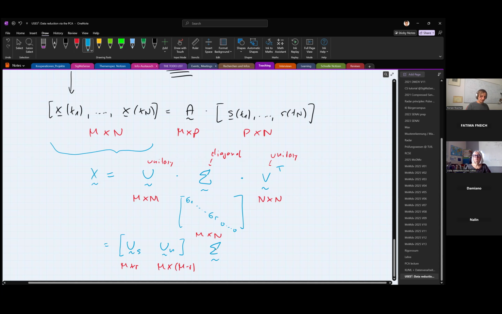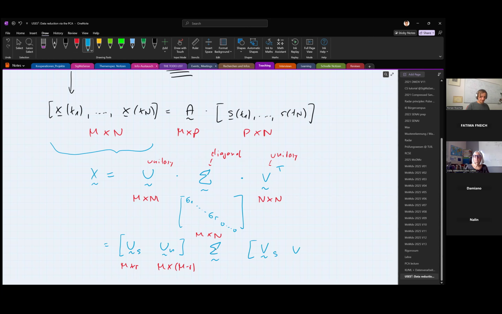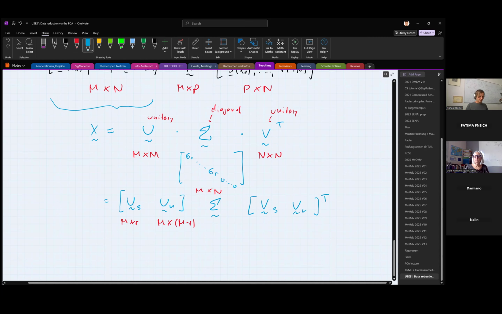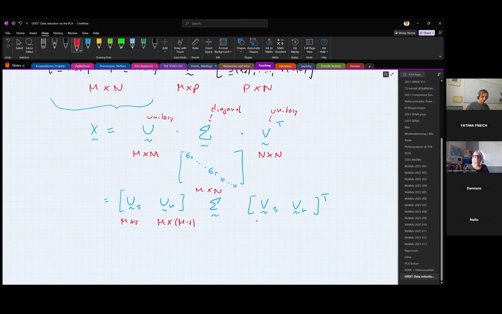Still our matrix sigma here. And for V, we can do the same. We can partition it into VS and VN. But we won't be using V much here. We will mainly be using U, m by R and m by m minus R.